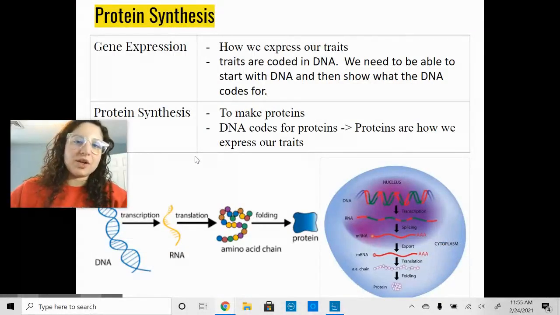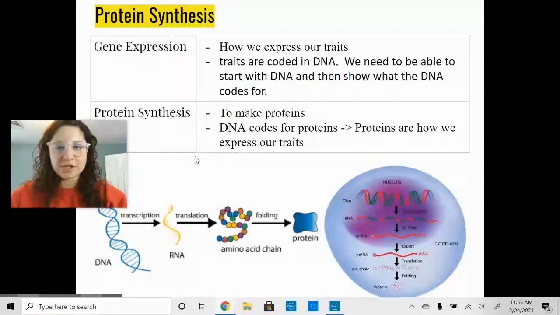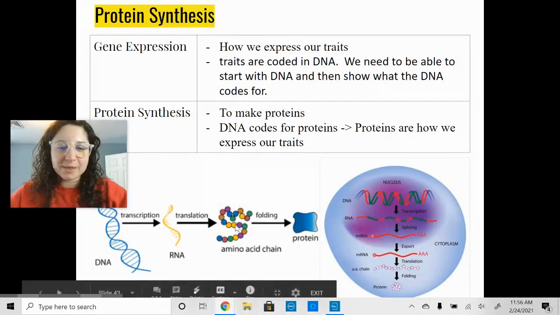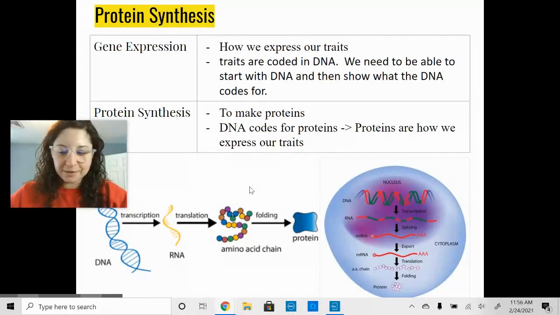So like I was saying, gene expression is how we actually express our traits. So if our traits are coded in DNA, we need to be able to start with the DNA and then show what the DNA actually codes for. So like I was saying, we go from DNA to free earlobes. Protein synthesis. Synthesis means to make. We are making proteins. The DNA codes for proteins. And so that means that proteins are how we express our traits. So somehow we make proteins that create a free earlobe versus an attached earlobe. And this diagram is kind of showing you the quick process version of this. We're going to be looking at it in just a little bit more detail.